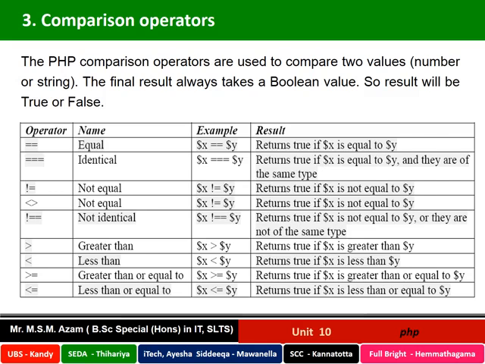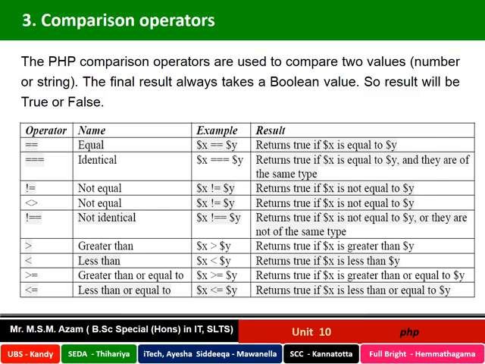Next one, not identical operator. See the example, $x !== $y. The result is it returns true if x is not equal to y or they are not of the same data type. Next is an important comparison operator, the greater than operator. I say $x > $y. It returns true when the value of x is greater than the value of y only.